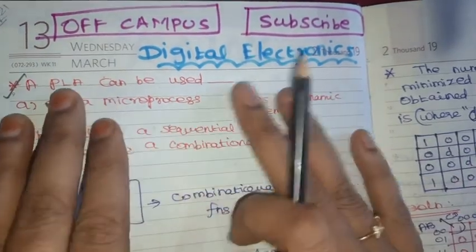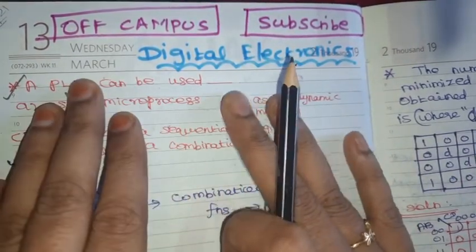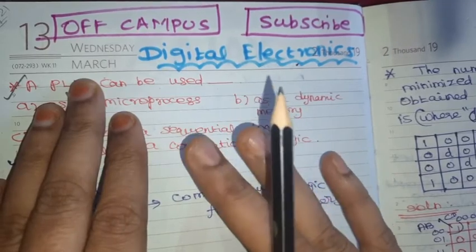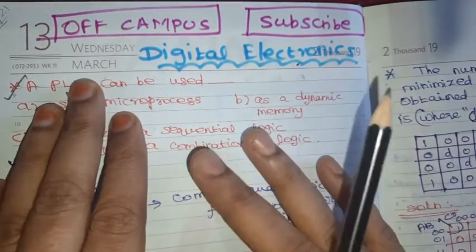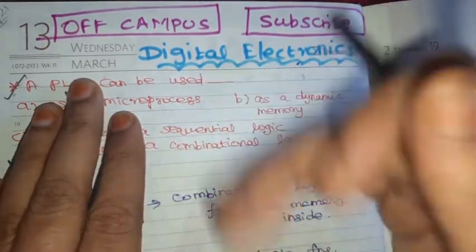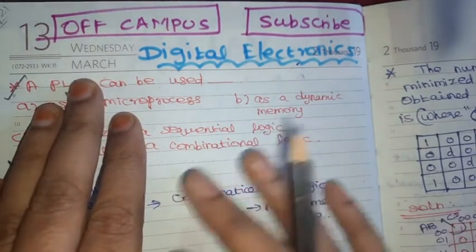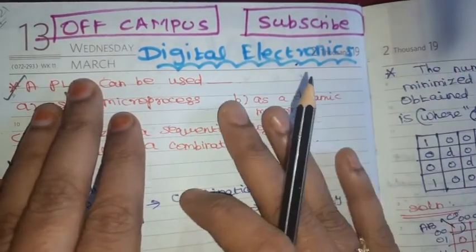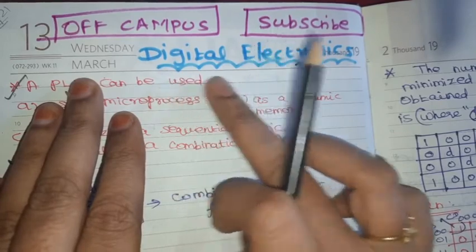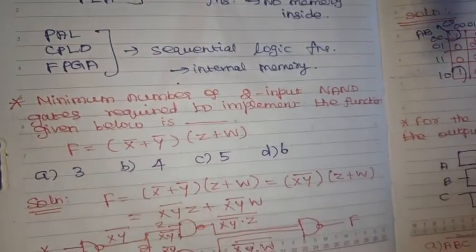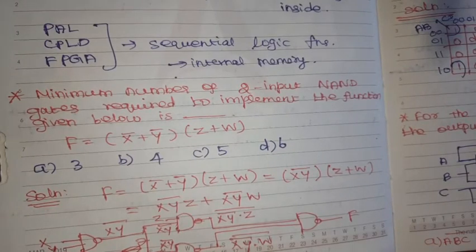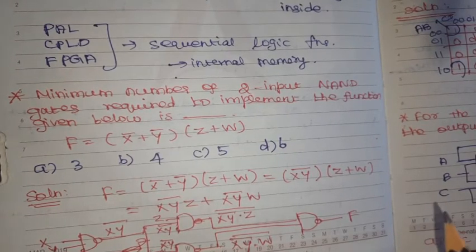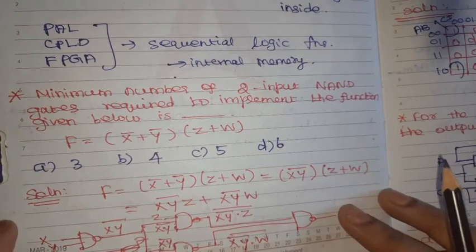Previously we have posted many videos under engineering subjects and engineering mathematics. This will be helpful for us to clear the upcoming TNPSC assistant engineer exam. In this video we are going to discuss the digital electronics topic. This is a frequently asked question in the previous year question papers. Okay, let's go into the video.